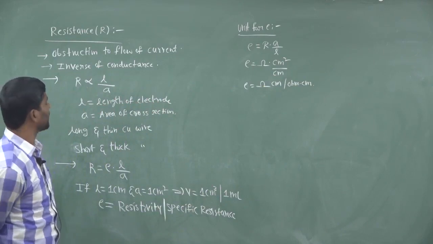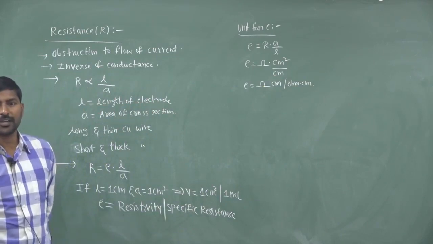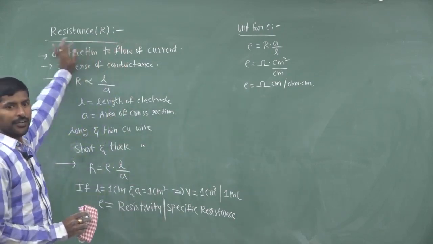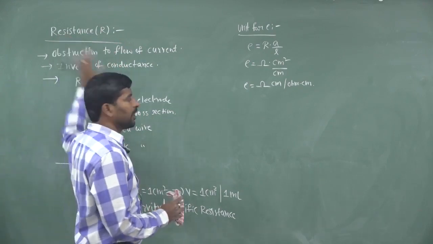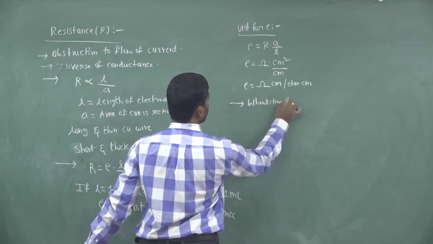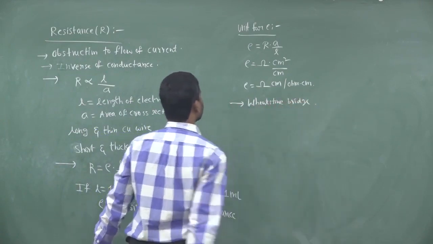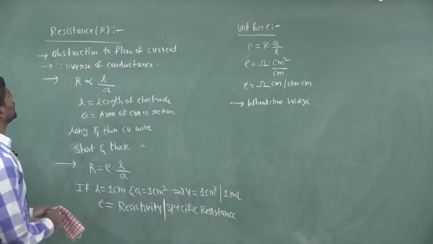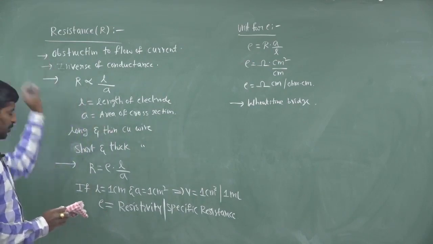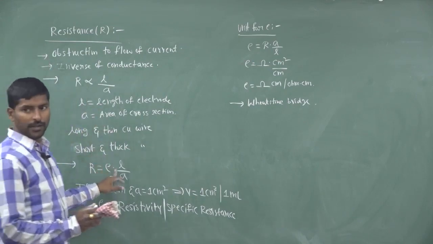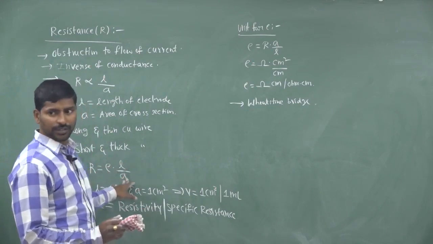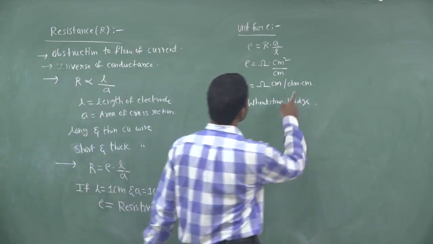So how can you determine resistance? Resistance we can calculate by using Wheatstone bridge, which you may study in physics. So this is the concept of resistance and specific resistance. And specific resistance is nothing but resistance shown by 1 centimeter cube conductor or 1 ml electrolyte solution under CGS units.